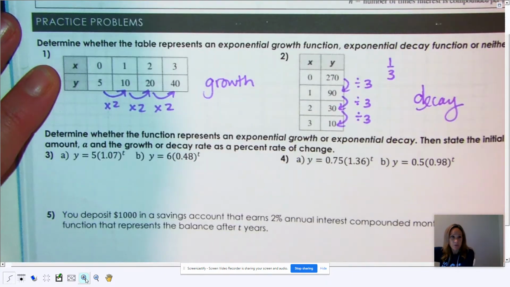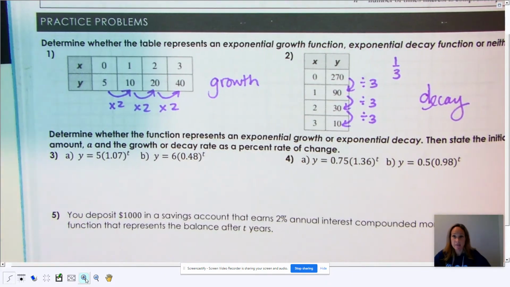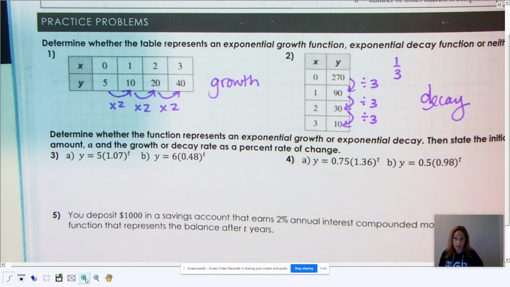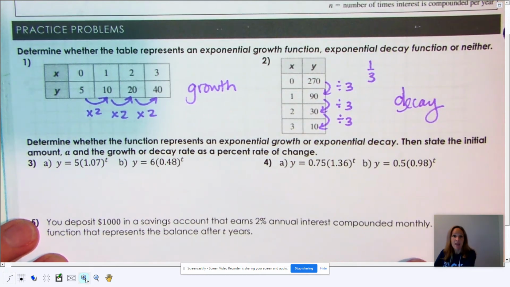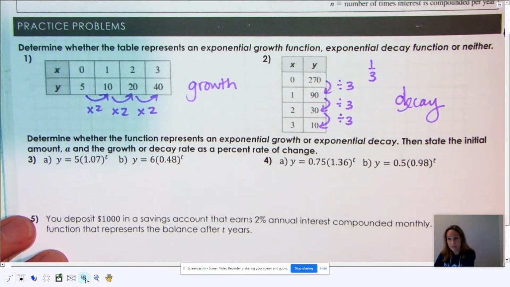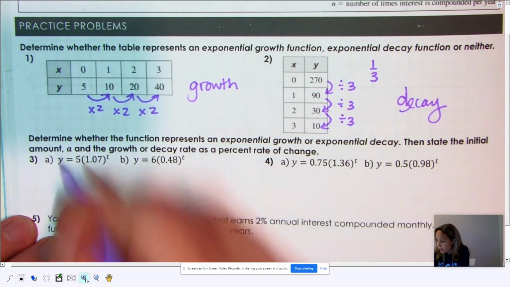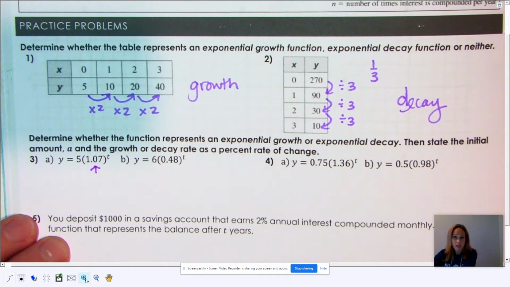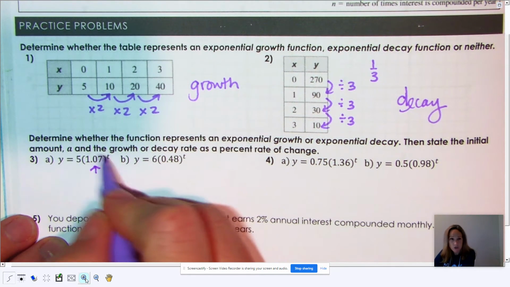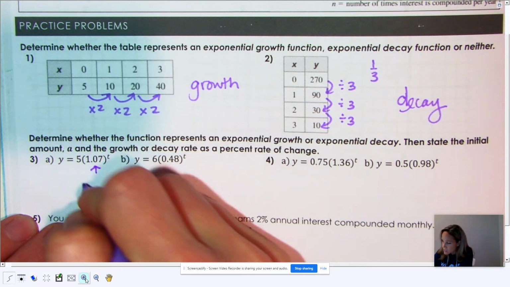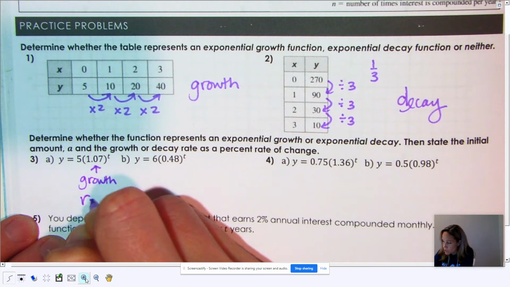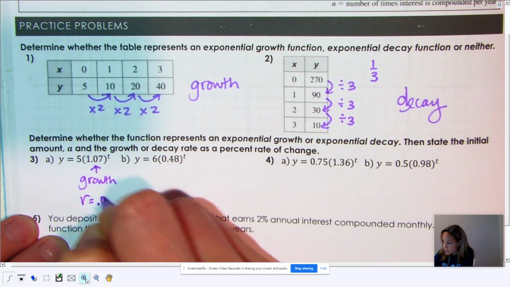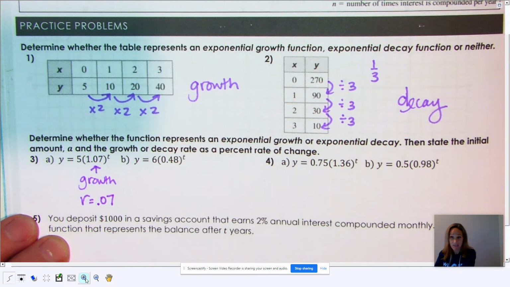We need to determine whether the function represents exponential growth or decay just by looking at the function. State the initial amount, A, and the growth or decay rate as a percent of change. So first of all, look at this. Is that bigger than 100% or smaller? Well, that's 107. So, right, we've got an extra 7% there. So this is growth. Okay, and the rate at which it's growing is 0.07, or you could say 7%.